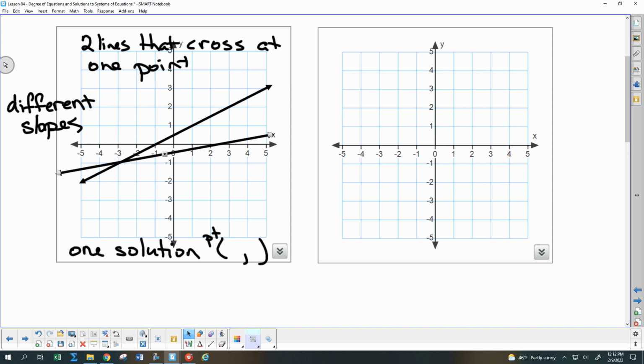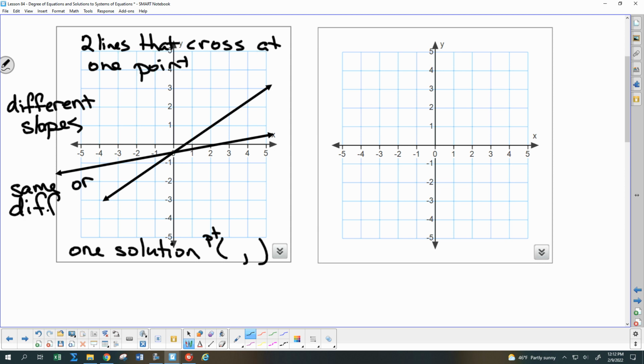Could I have them cross at 1 point but have the same y-intercept? Is that possible? Let some other people take a turn. Is it possible to get the same y-intercept? What do you think, Kayla? What do you think? They could possibly cross right on the y-intercept. So let's see if I can change one of these around. So I could have them cross like that. So they could have either the same or different y-intercepts.